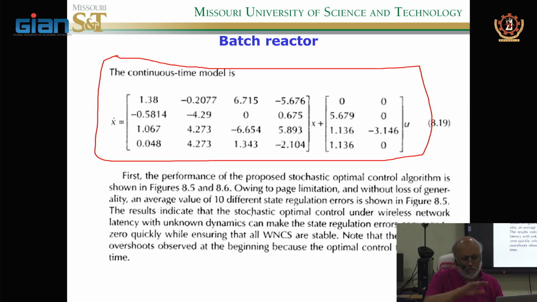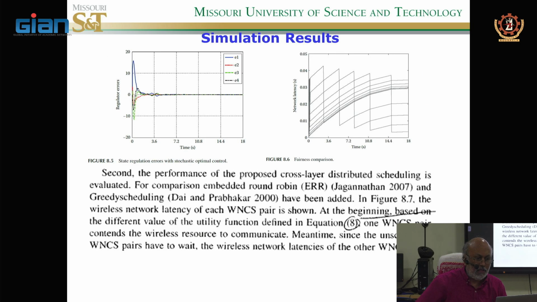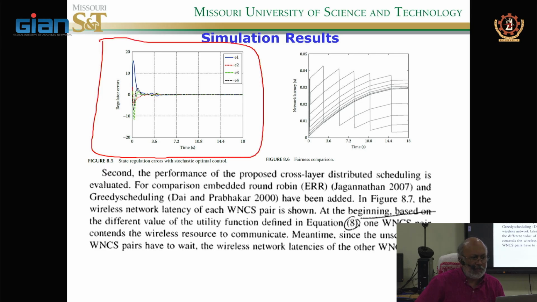Because of page limitations, the book doesn't have all the details, but look at the papers. There are a lot of papers that have more details. So you're able to control, based on the optimal control, the Bellman error converges and the control policy converges. We know this because we have done that. Now look at the network latency. We have 10 pairs.